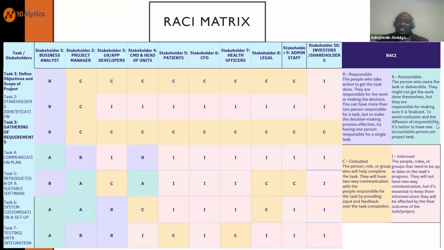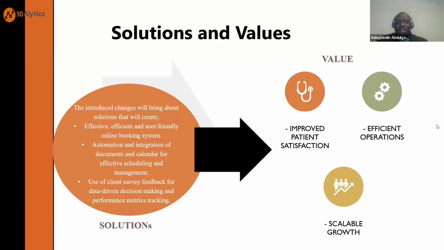If you go to the last one, stakeholder 10, you have investors and shareholders. At the last column, you see I for task 7, testing. I means just keep that person informed. You don't need to do too much work. So this is just to show you who you should do what with, and it helps make your work easier.